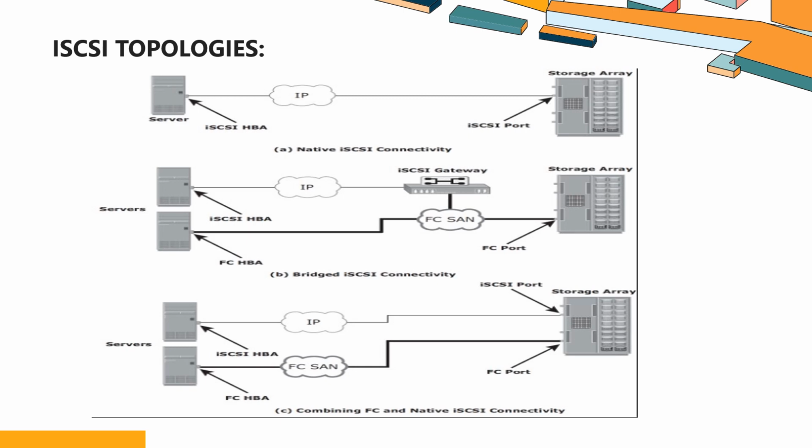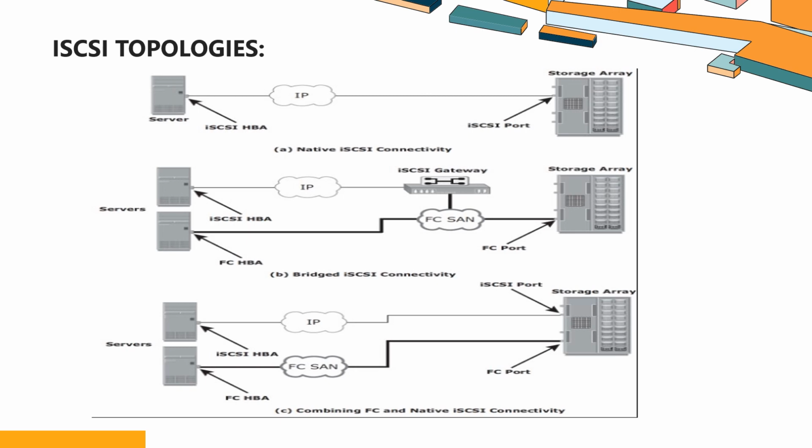Bridged iSCSI connectivity. A bridged iSCSI implementation includes FC components in its configuration. The figure shows bridged iSCSI connectivity to an FC storage array. In this case, the array does not have any iSCSI port. Therefore, an external device called a gateway or a multi-protocol router must be used to facilitate the communication between iSCSI host and FC storage. The gateway converts IP packets to FC frames and vice versa.